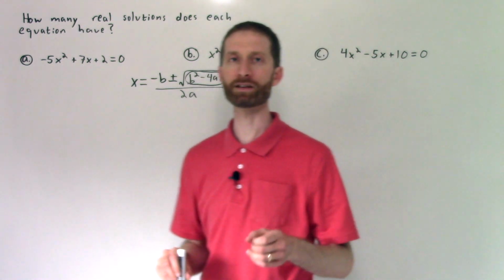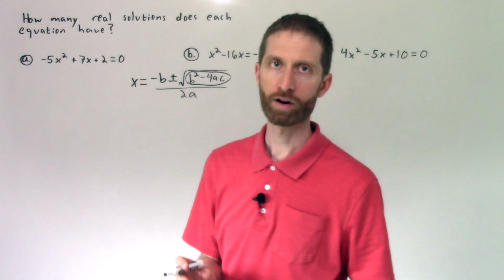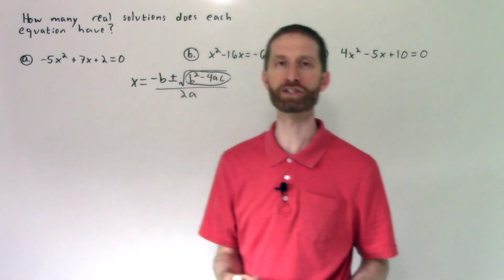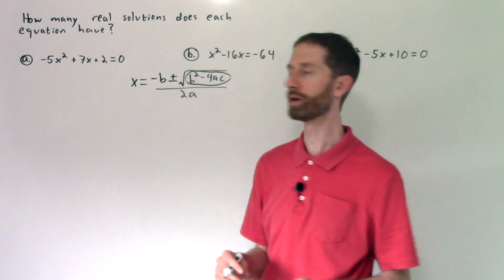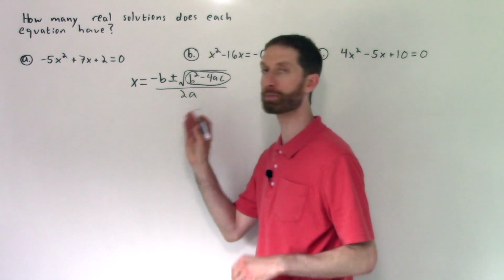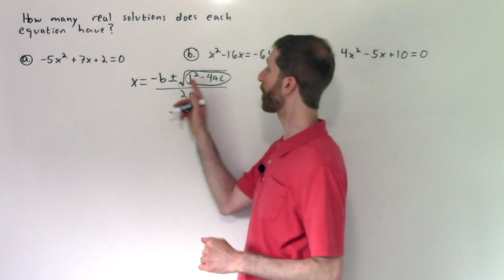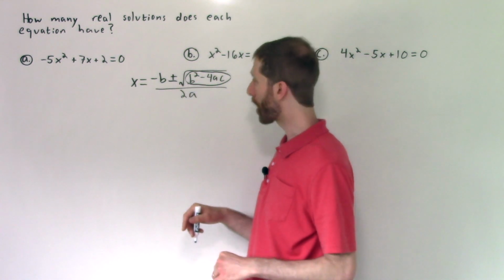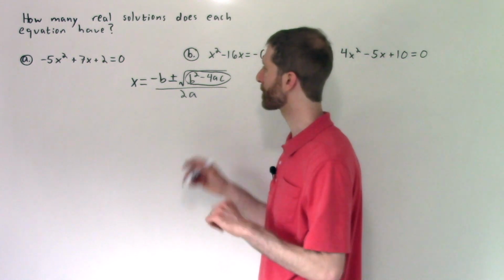To discriminate is to judge something. So you're prejudging something. It's not good to discriminate between people, but it's definitely good to discriminate between number of solutions. That's why we call it the discriminant. So how do we do that? Well, let's think about this.